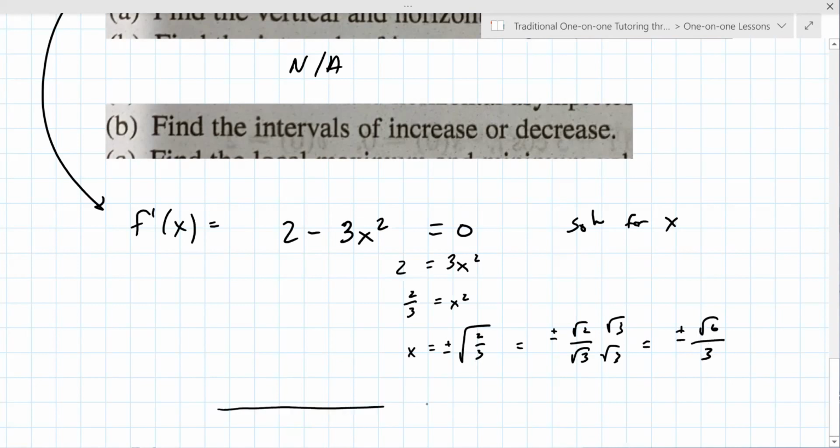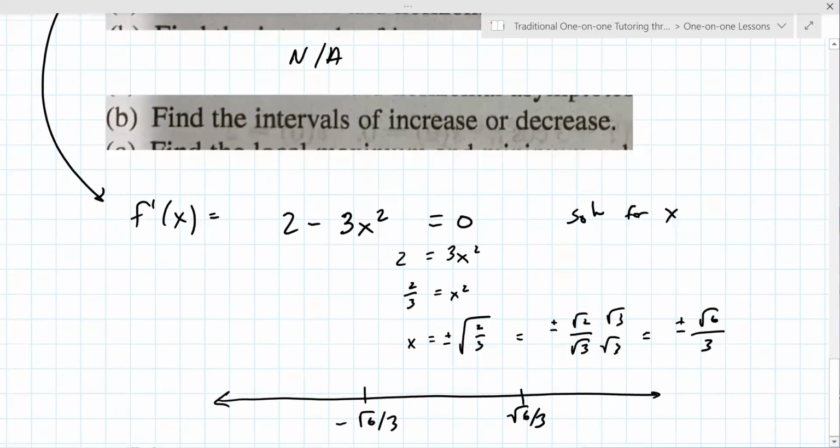So on your number line here, here's minus square root 6 over 3. Here's positive square root 6 over 3. And we have to test points to see what's going on in each interval. Do you recall doing this?